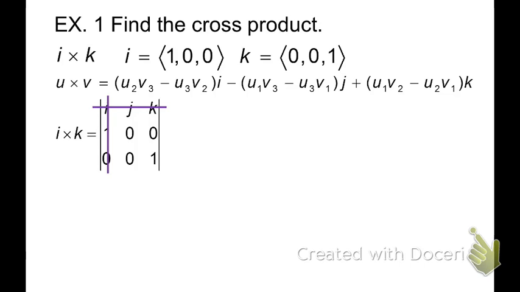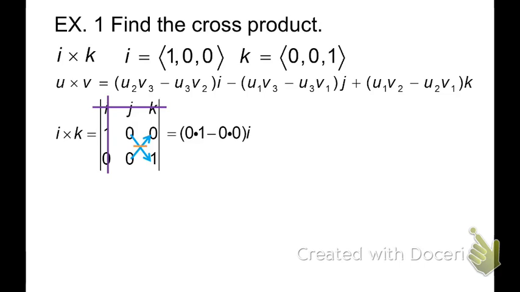And I'm going to find the determinant of this 2 by 2 matrix, and that's where you multiply across and subtract the answers. So if I do 0 times 1 minus 0 times 0, I'm going to write that out to the side, 0 times 1 minus 0 times 0, and then an i afterwards.